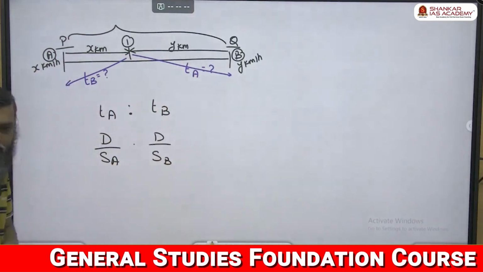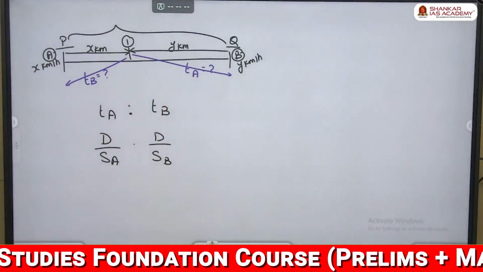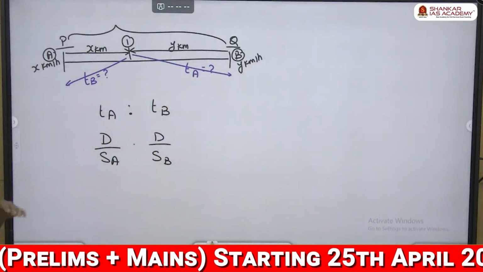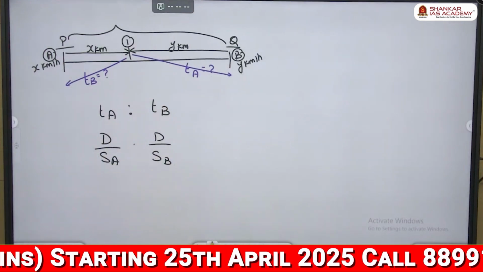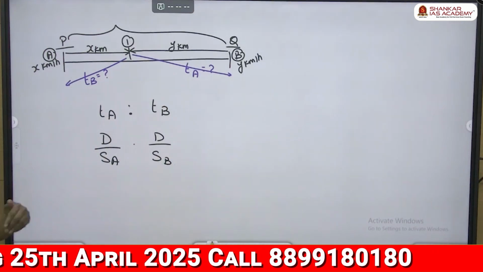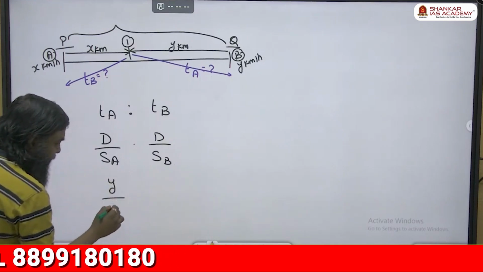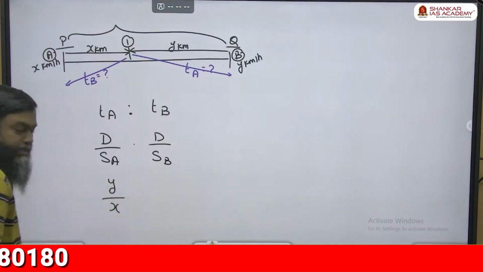Do you understand this? How much distance did B travel to meet A? Answer my question. How much distance did B travel to meet A? That much distance A has to travel to reach its destination. That means how much A has to travel. What is the speed of A? X. Do you understand this?